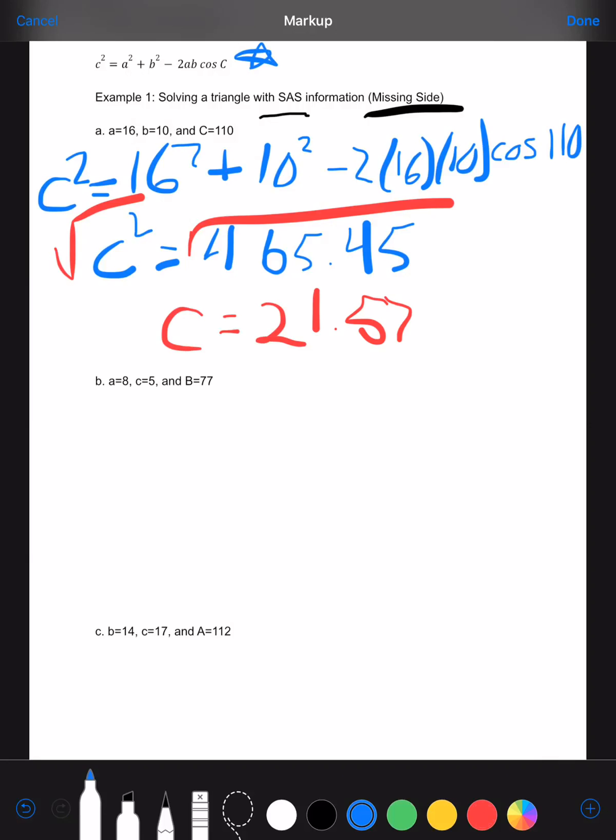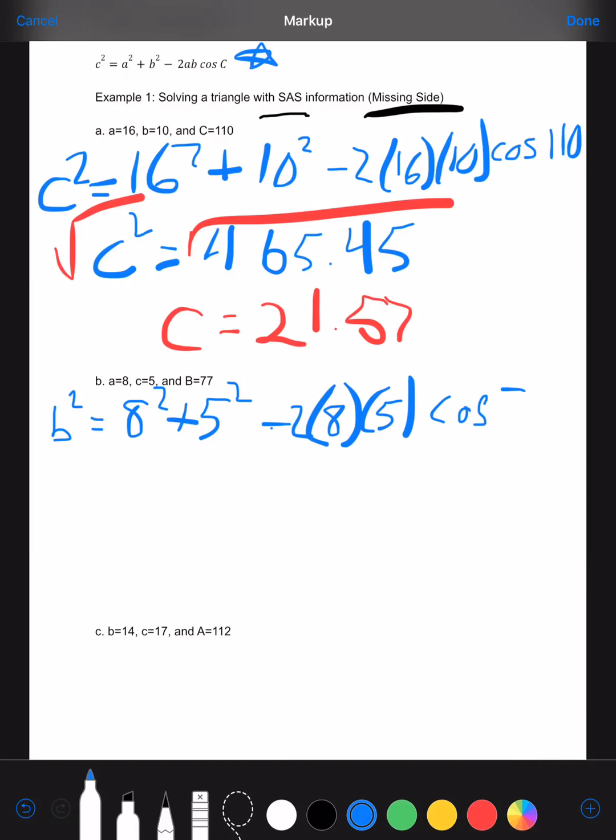Okay? So next, we're going to do the same process. We're going to plug our stuff in. This time, we're going to be looking for side b, because that's the thing that's missing. So b squared equals, then we're just going to plug in our numbers, 8 squared plus 5 squared minus 2 times 8 times 5, cosine of our angle, which is 77. Plug that in our calculator: 8 squared plus 5 squared minus 2 times 8 times 5, cosine 77.